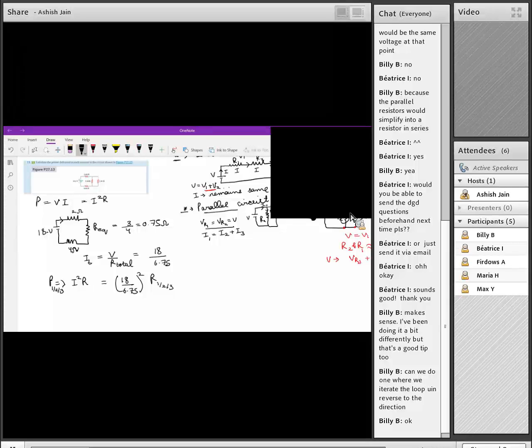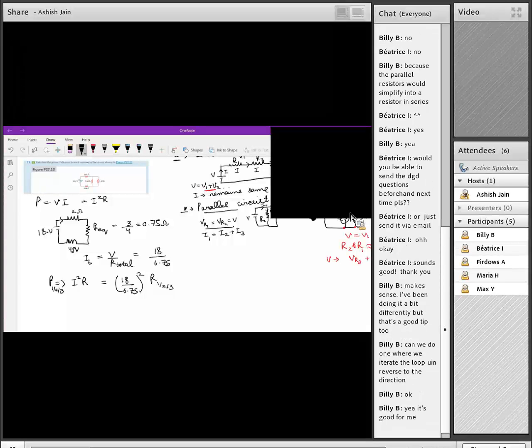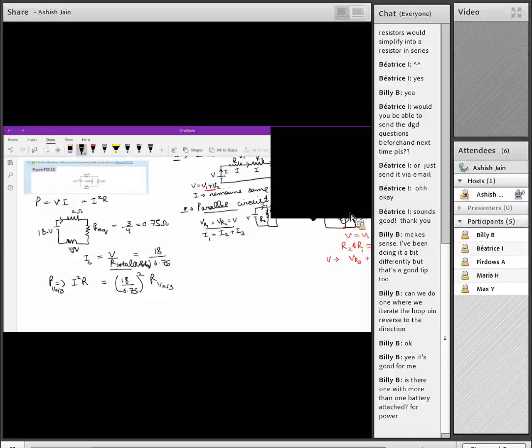Does this make sense? Any questions? What I did here is I found the total resistance and then I divided to get the total current, and that's how I find power through each resistor. And R total is just a series circuit, so it is R1 plus R2 plus R3. Okay, I assume it's good for everybody. So that was it for question 1.